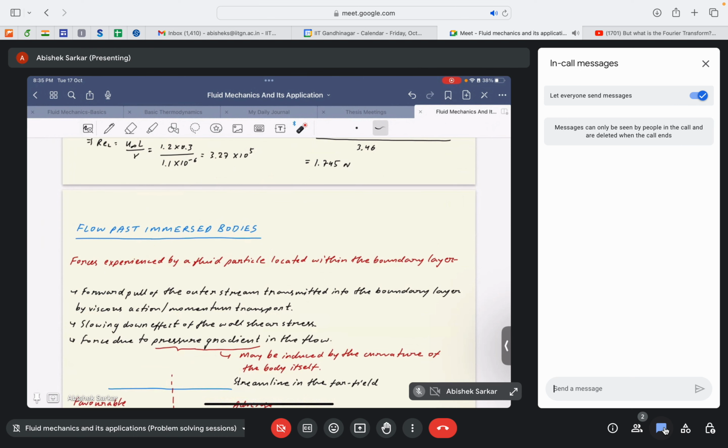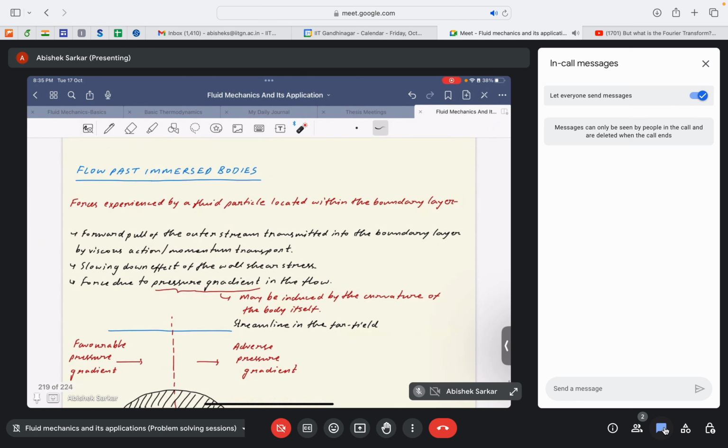Since this is a very theoretical explanation of flow separation, I will just dictate the sentences that are written here, which are quite conceptual in themselves, and explain whatever is necessary. If you have any doubt, then please just stop me and ask. So in the case of flow past immersed bodies, which basically means that the body is completely immersed in the fluid.